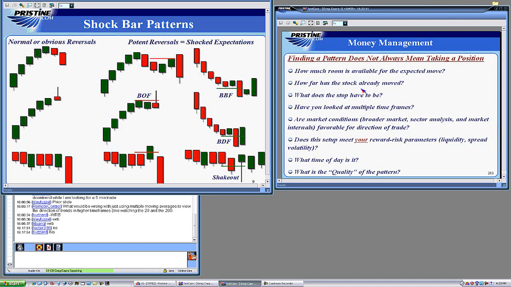So you want to make sure that you're not entering late. Where's the stop? Did you look at multiple time frames? What about the broader markets? Did you consider relative strength and weakness, and the market internals? Does it meet your reward to risk parameters at the time? What time of day is it? Even patterns that appear to be good patterns have a higher tendency to fail in the middle of the day or after there's been a move in the morning. So the doldrums are going to be a lower odds time of day. And is it a quality pattern?